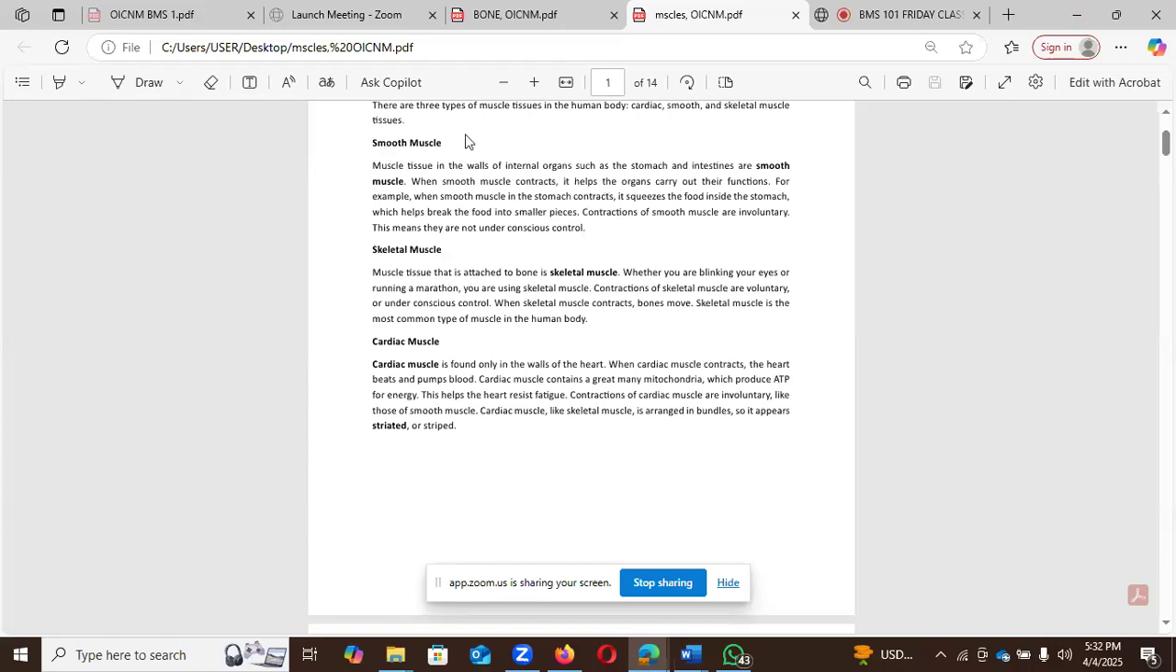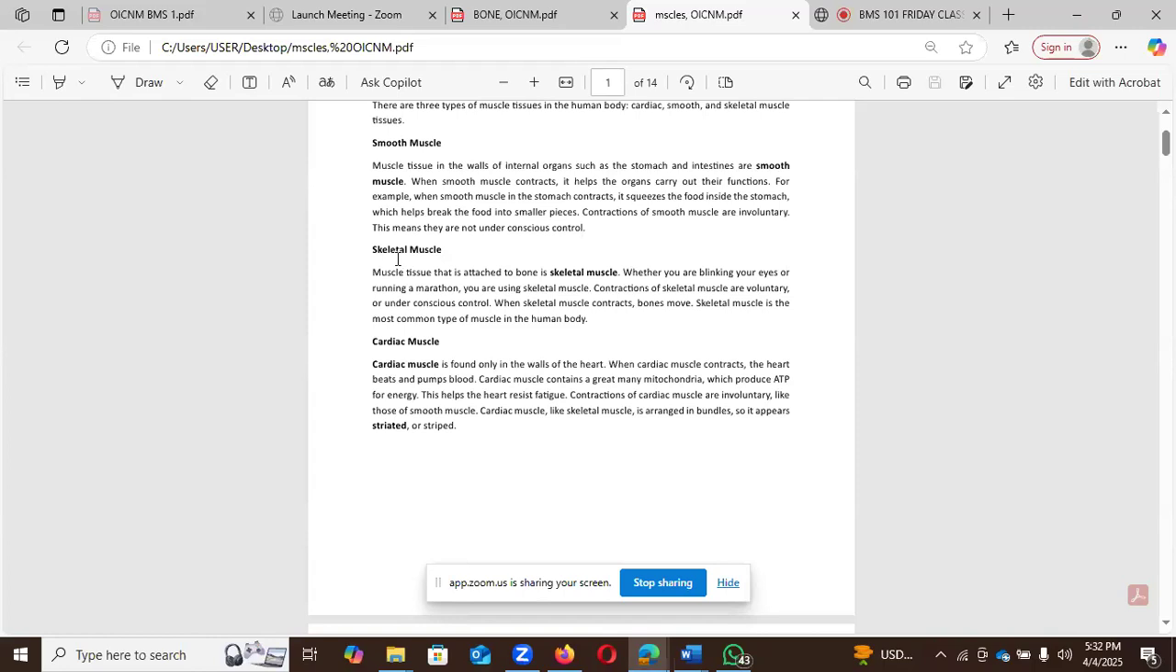And smooth muscle is not something you control. You cannot control it. You don't control how your stomach contracts and relaxes. You don't control how your intestine contracts and relaxes. You don't control how your uterus contracts and relaxes. So it is an involuntary muscle. Since you cannot control it, it is regarded as involuntary muscle.